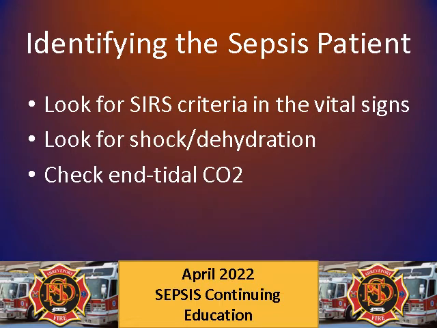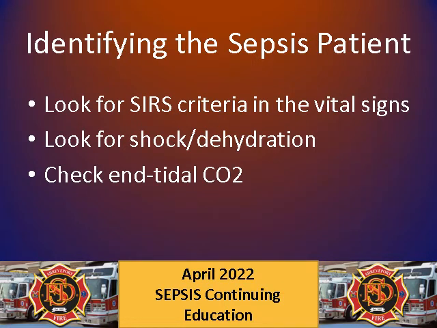So looking for your SIRS criteria and the vital signs, looking if the patient is in shock, either from your vital signs or just by your visual inspection. They have tenting of the skin, low urine output, they don't look well, they don't pass the eyeball test. And then looking at your end-tidal CO2.